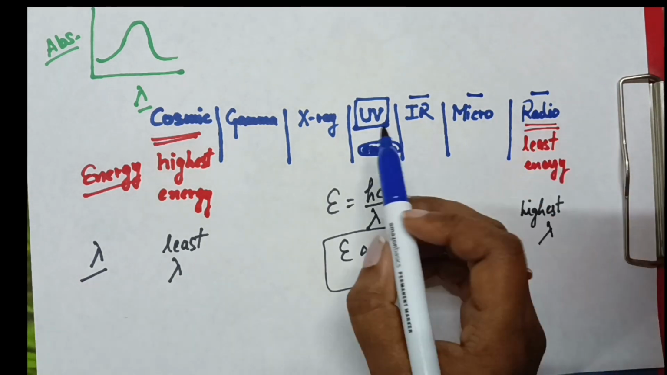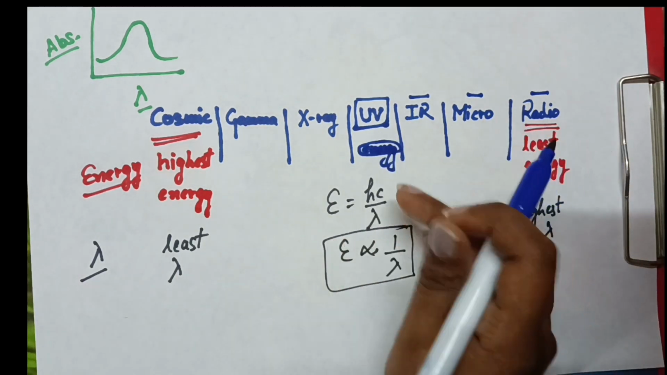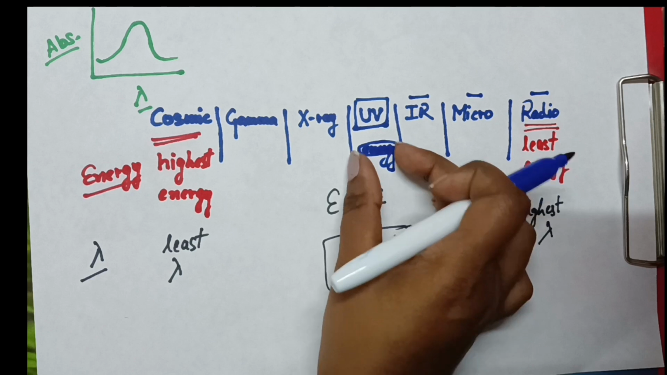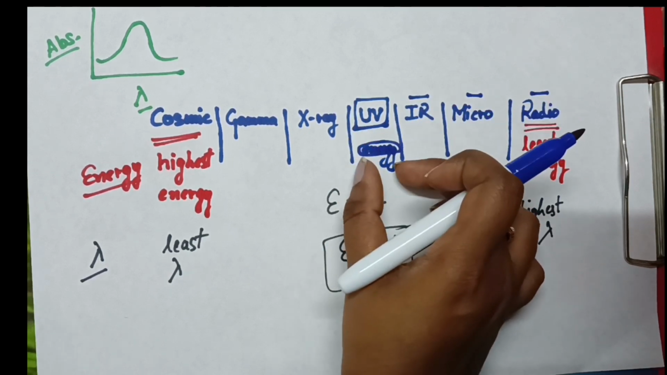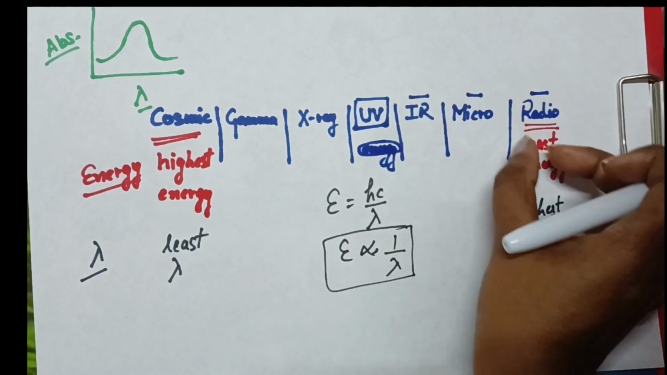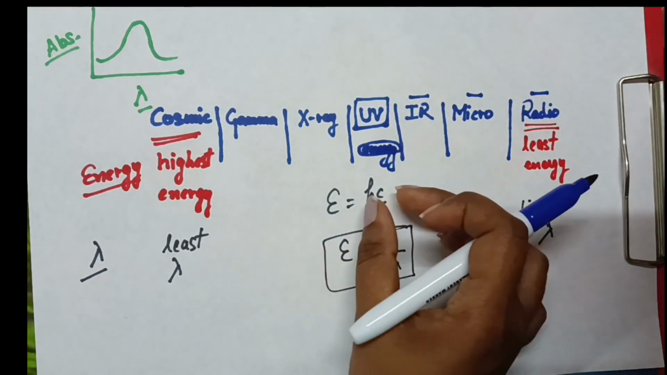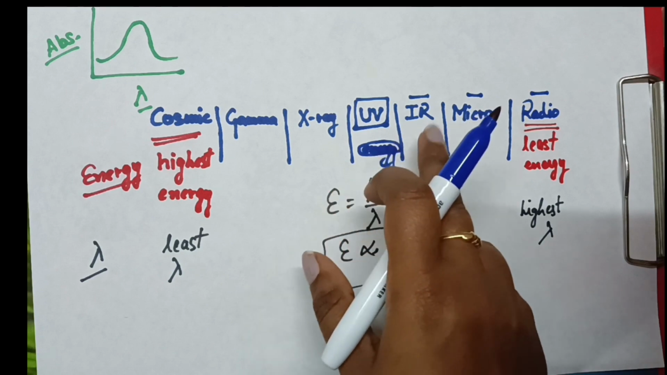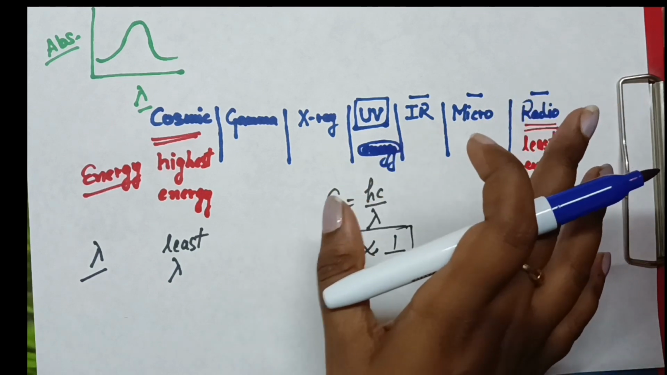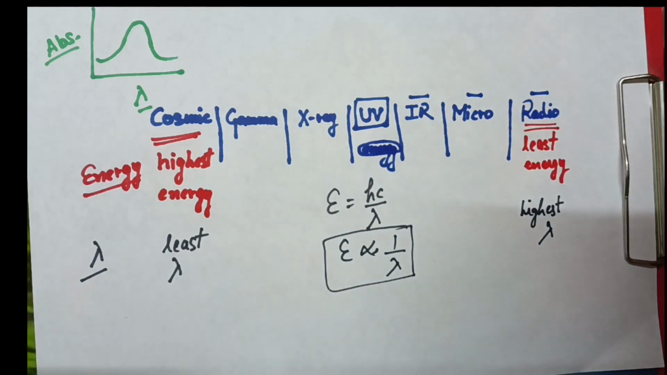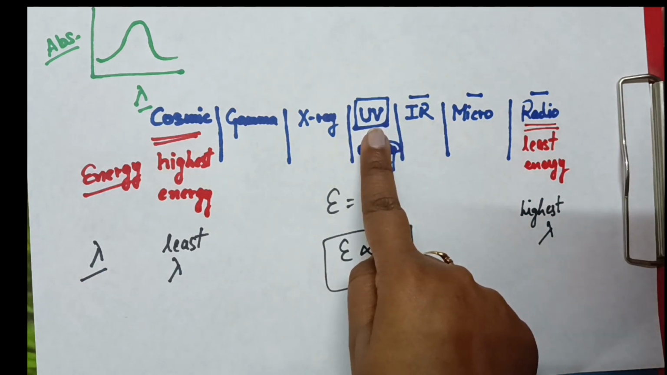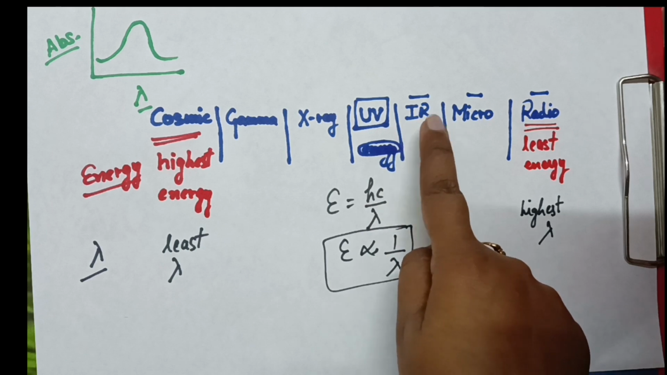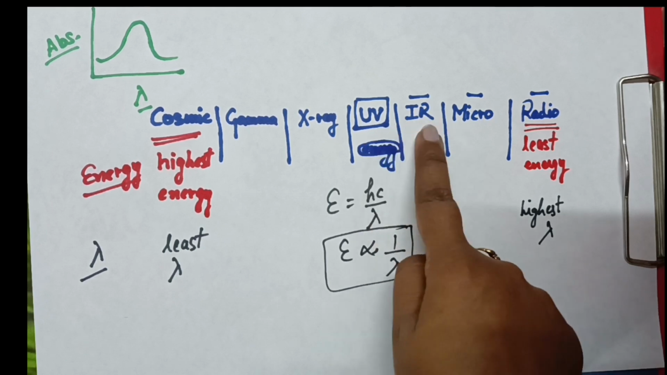So if we are operating in the UV region, then the amount of energy which is required for transitions in the UV region will already be sufficient for IR, microwave, and radio waves. Right? Because this is higher energy as compared to IR, microwave, and radio waves. If we talk about the IR region, it requires a lower amount of energy as compared to UV.